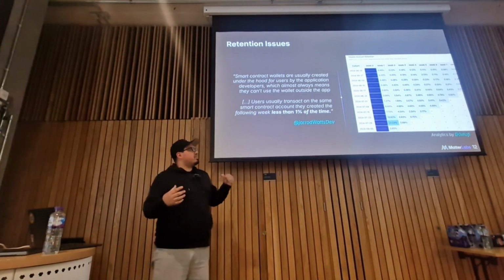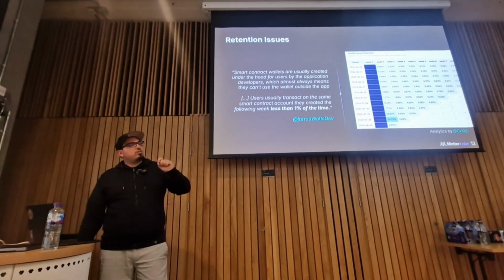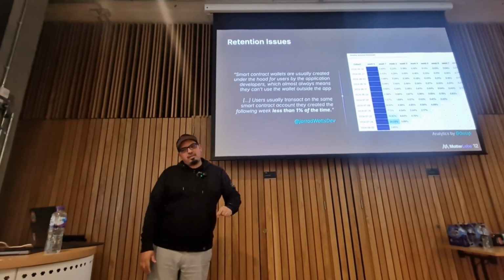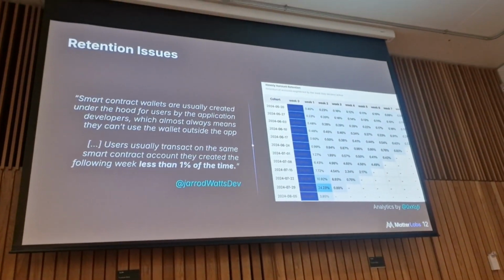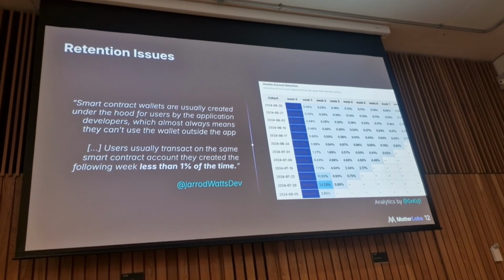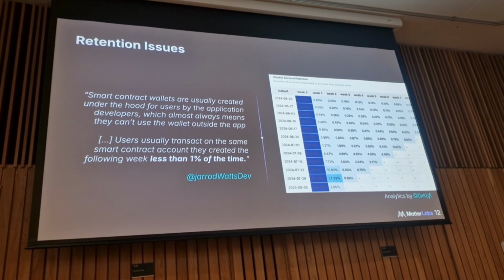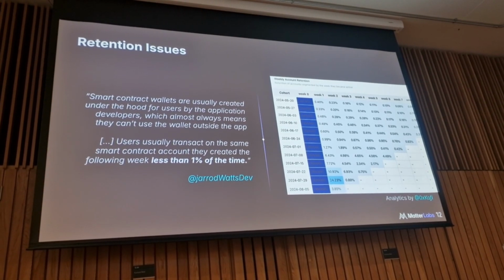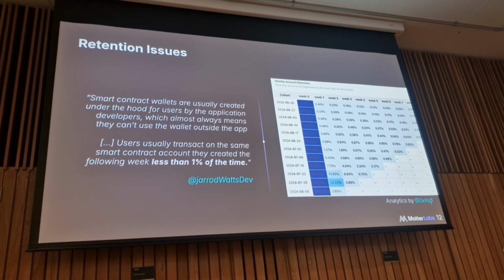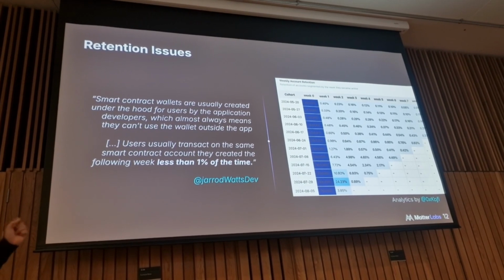And really, one of the big issues, if not the biggest issue, is retention. There was this post from Jared Watts, who's an amazing dev, that describes the problem as these smart contracts being developed by app developers for each application. Meaning, if someone tries to use that smart contract wallet outside of that app, it's probably not going to work. And furthermore, this leads to a massive retention drop-off.